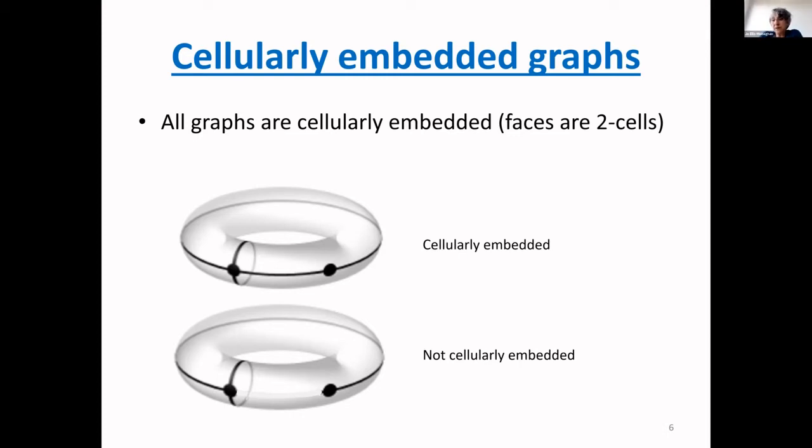The graphs that we'll be talking about here are cellularly embedded. So all the faces are two-cells. They look like little pieces of R2. If you take the graph out of the surface, so this is an example of a graph that's cellularly embedded in a torus. And this one down here is not, because if you take the graph part out of the torus, what's left isn't a bunch of little pieces of R2, but actually an annulus.